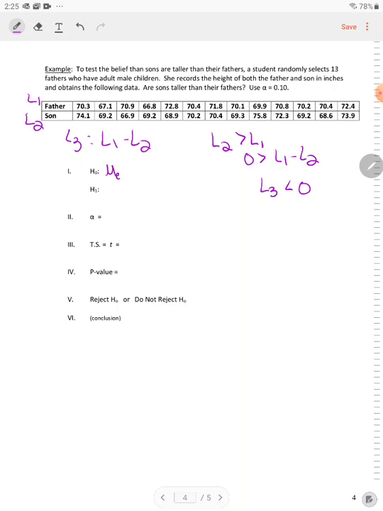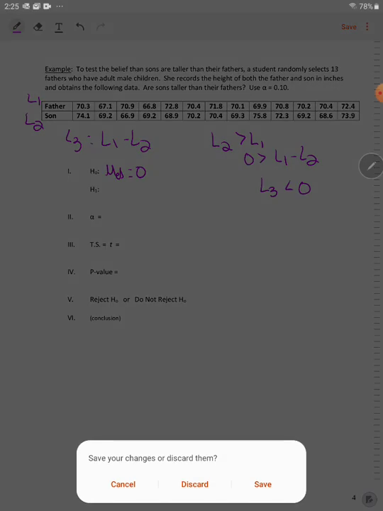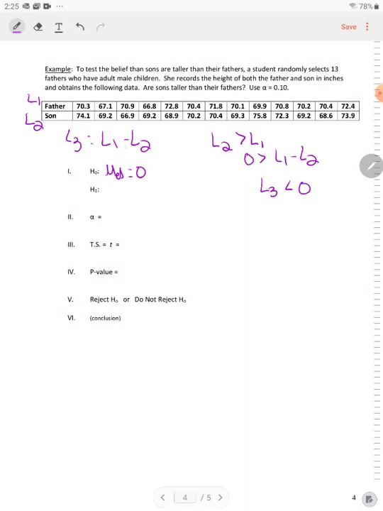So you have mu d equals 0 and mu d is less than 0. So it's not arbitrary. It's actually using some math to be able to come up with what we want. And I think it's easiest if you write the equation and always do L1 minus L2. Alpha is equal to 0.10. T value is negative 0.393. P value is 0.351.